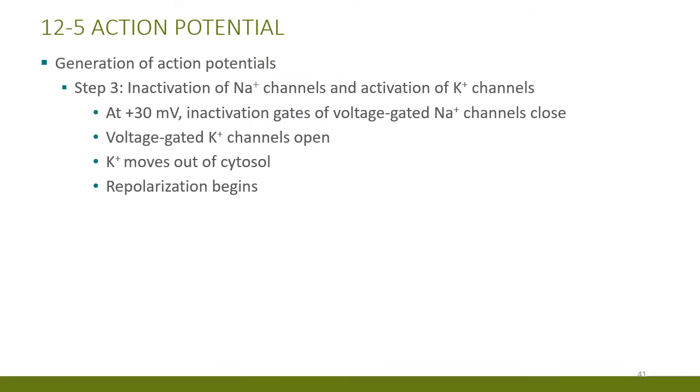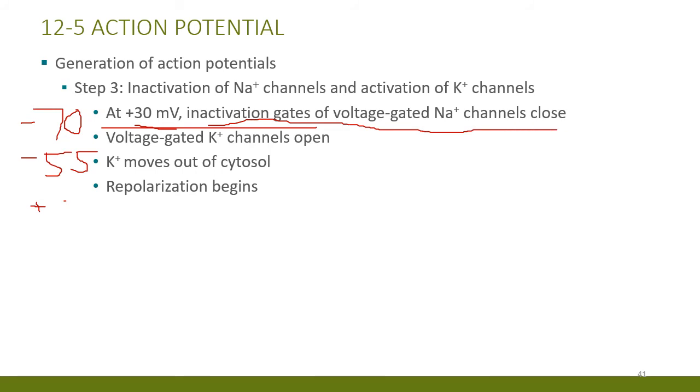Step 3, the inactivation of the sodium channels. So you had this action potential going. Now you have to inactivate the sodium channels and then activate the potassium channels to try and bring it back to normal. So you went from -70 to -55, and then it's getting more and more positive. We saw the image before, it went to +10. But if it gets to +30, the inactivation gates of the sodium channels close, and the voltage-gated potassium channels open.